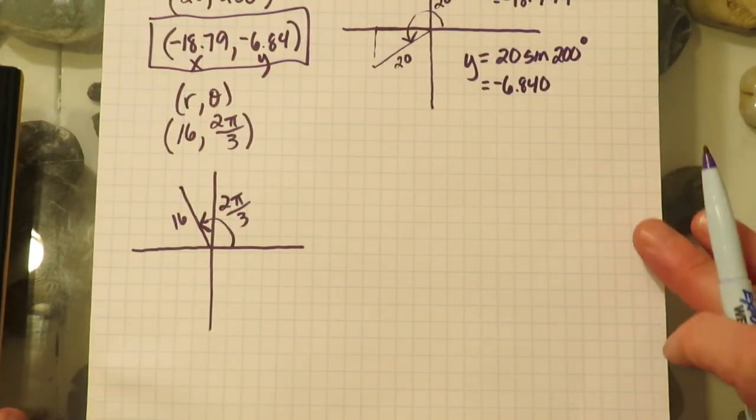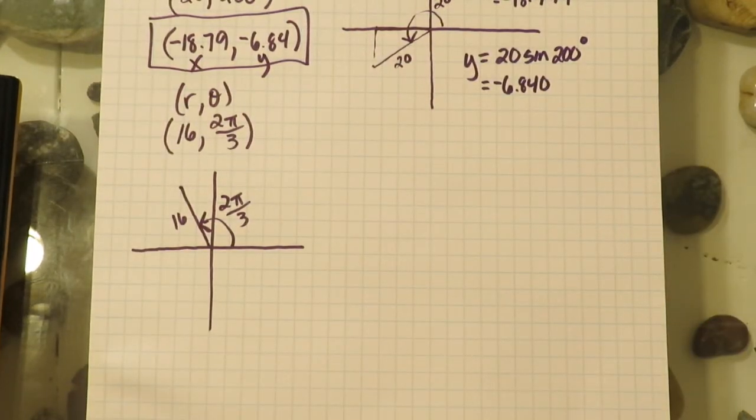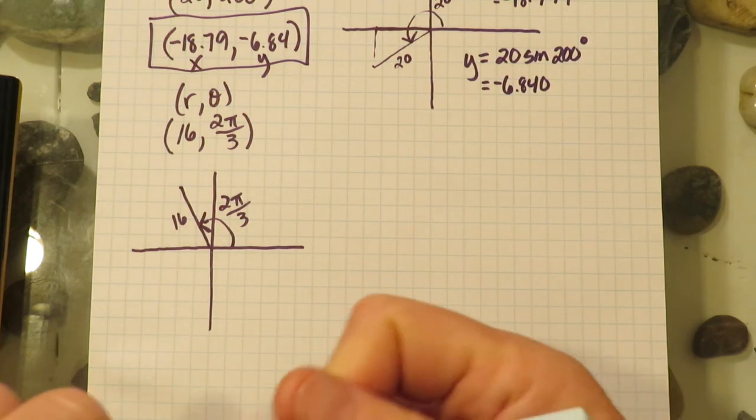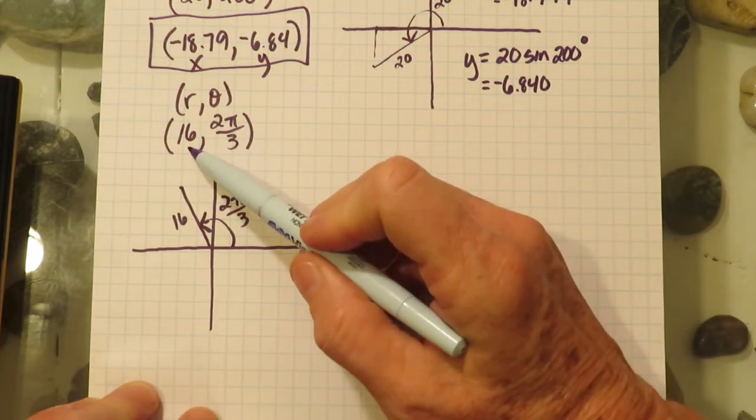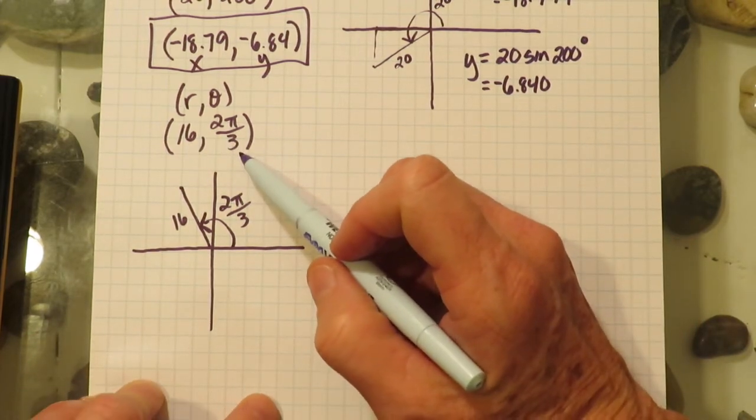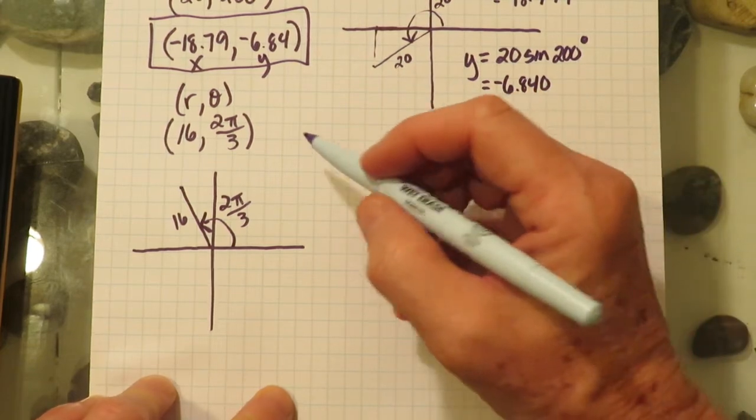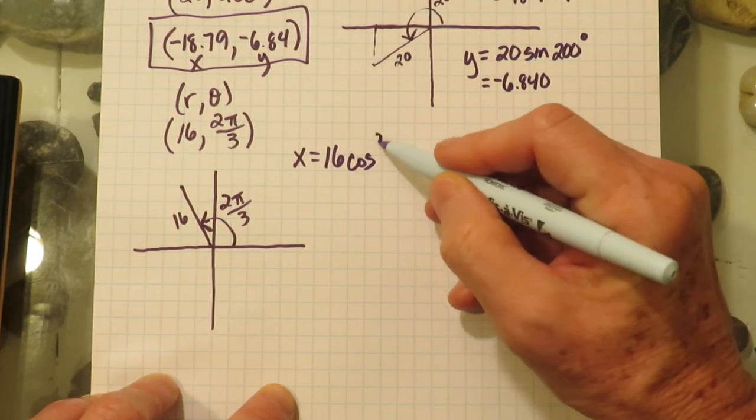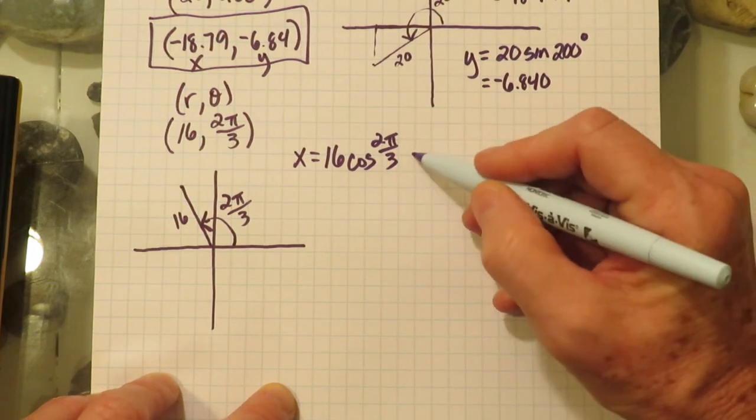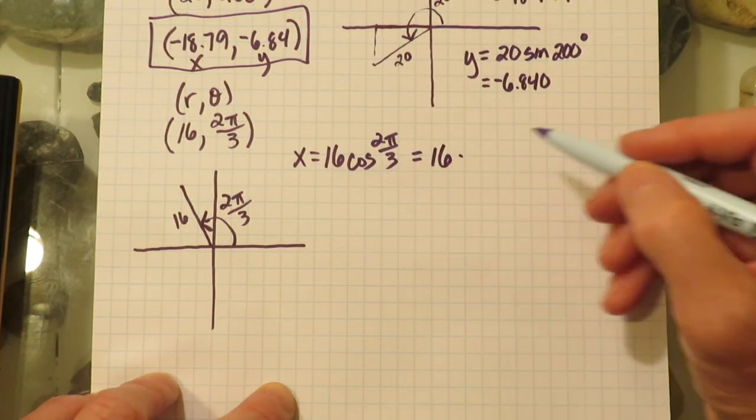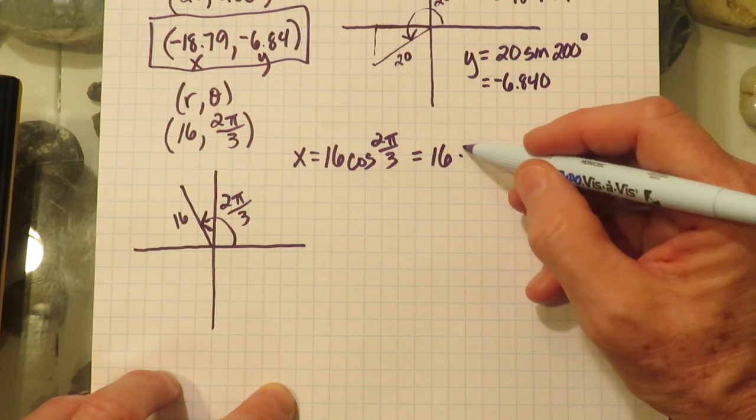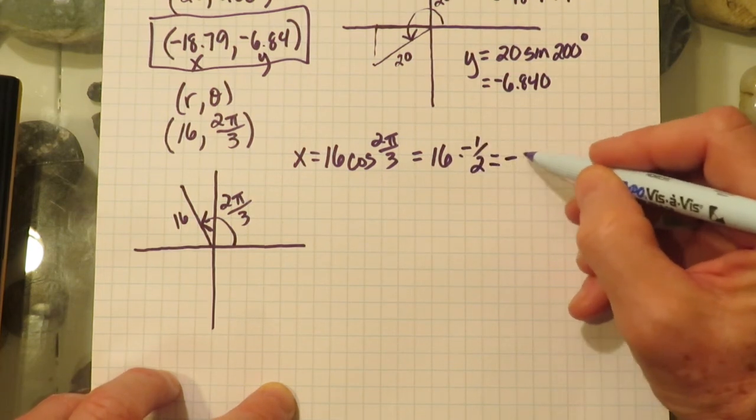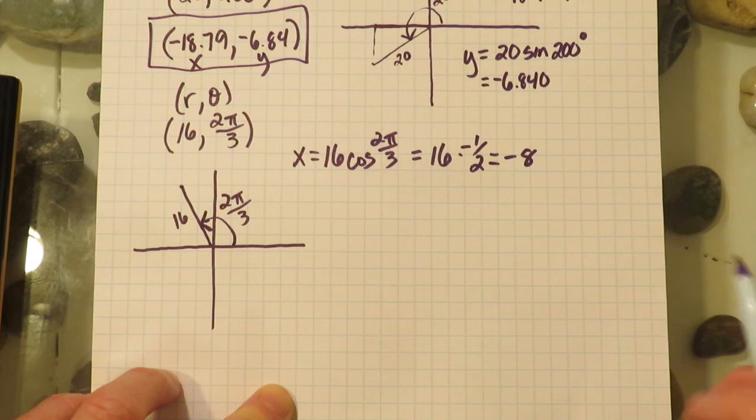My third example, we are in polar and we're going to convert to xy. Again, you can be in radian mode, you don't have to be in degree mode. So here I was given a radius of 16 and an angle of 2 pi over 3. And so x will be 16 times cosine of 2 pi over 3. And because we are good trig students, we automatically know that cosine of 2 pi over 3 is negative 1/2, giving us an exact value of negative 8.